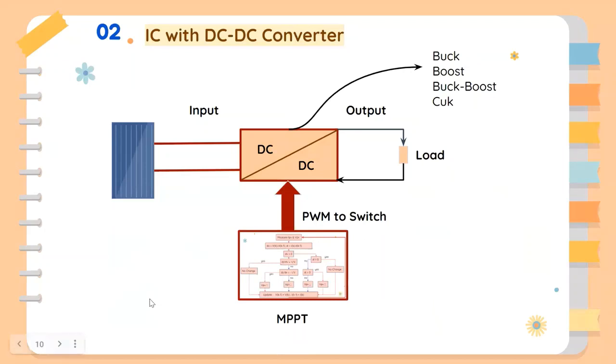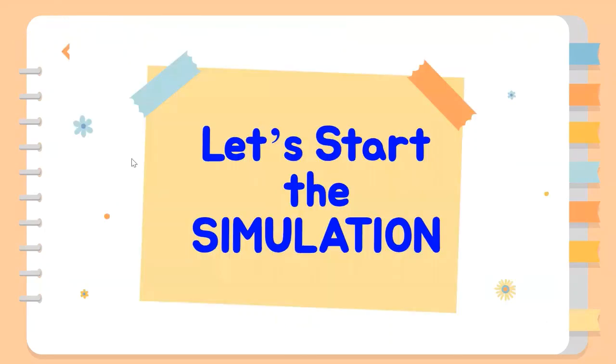Now we will implement incremental conductance with a DC to DC converter. This is our solar panel. This is the DC to DC converter, which may be a buck, boost or Cuk converter, anything. This is the output voltage. We will implement the MPPT algorithm and generate the PWM, and that generated PWM we will feed to the DC to DC converter switch, and by operating the duty cycle, we will extract the maximum power from the solar panel. So let's start the simulation.